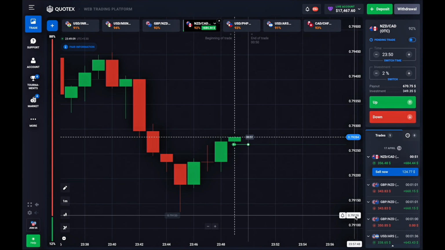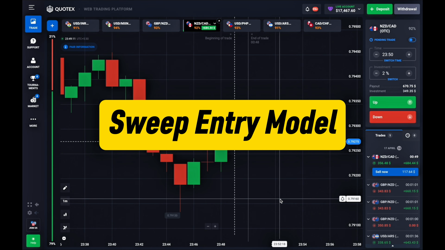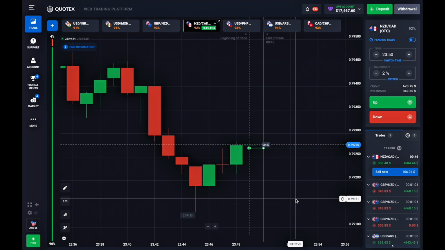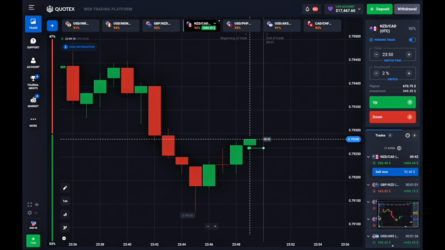In this video, I'm going deeper into the sweep entry model, breaking it down step by step. This strategy has been working really well on Quotex across different time frames. So without further delay, let's get started.